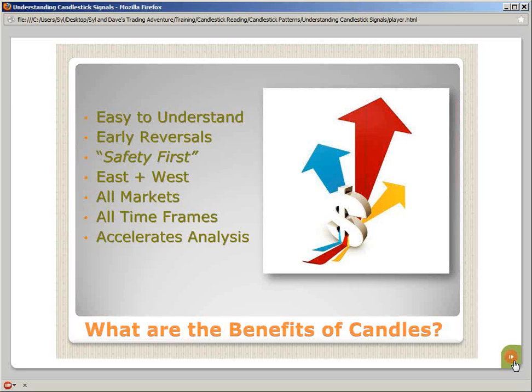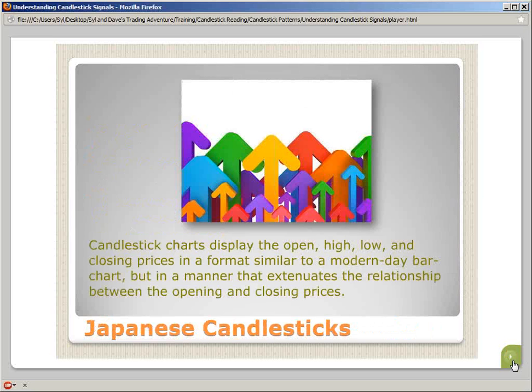All right, so candlestick charts display the open, the high, the low, and the closing price. All the things that we always want to see naturally, in a format similar to a modern day bar chart. We all know about bar charts as well. That's pretty similar, and I'll show you the variations and the changes, or at least the comparisons. But also in a manner that accentuates the relationship between opening and closing price. So there's a level of sentiment, a level of psychology that you can actually read in a candlestick, in my opinion, that you cannot necessarily see as clearly when you're looking at a bar chart relative to a candlestick.